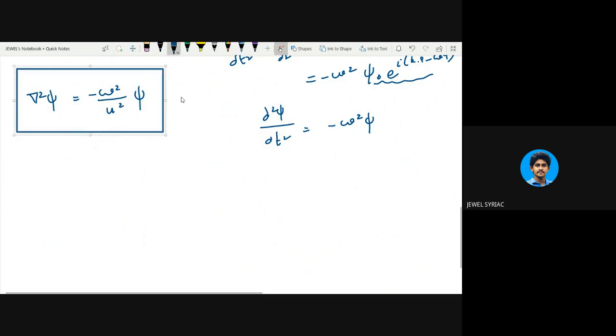Now what is this ω²/u²? What is omega? Omega is the angular frequency of our wave, and angular frequency of wave is related to the frequency of wave as 2π ν. And what is u? u is the velocity of wave, and velocity of wave can be related to the frequency and the wavelength of this wave as ν λ. You must have studied that the velocity of wave is the product of the frequency and the wavelength.